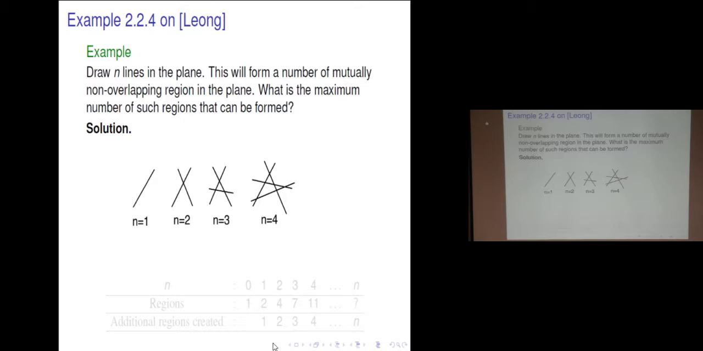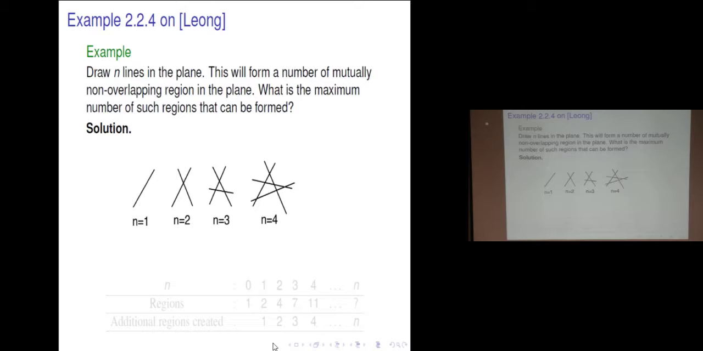For example, if you draw one line, you cut the plane into 2 regions, right? Now, if you draw 2 lines, you cut the plane into 4 regions. Here's one, all the way to the top, and there's one to the left, one to the bottom, one to the right. So you have 4 regions, and so on and so forth. I will explain this in a moment. Okay. So the question is, if you draw n lines on the plane, what is the maximum number of regions you can form?